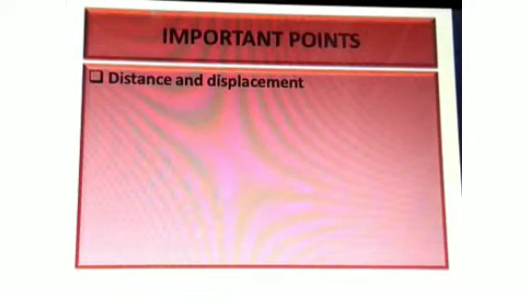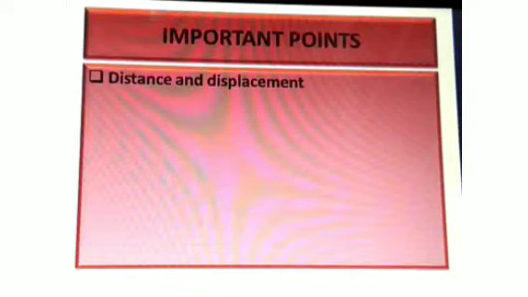The first point that we discussed in this lesson is distance and displacement. Distance: the actual length of the path travelled by an object is called distance travelled. Displacement: the shortest distance between initial and final position is called displacement. Both are represented by the letter S. Distance is a scalar quantity. Displacement is a vector quantity.